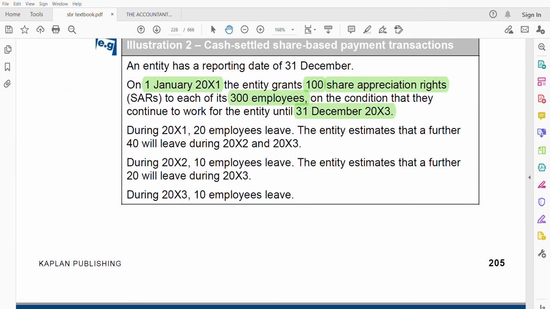They told 300 employees. So from 300, you are minusing 20, because in 2001, 20 are leaving, but 40 are expected to leave in 2002 and 2003. So this 40 also you are deducting. So 300 minus 20 minus 40. Okay, and how many share appreciation rights do you have? 100. So multiplied by 100.